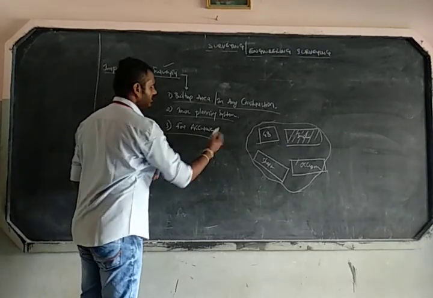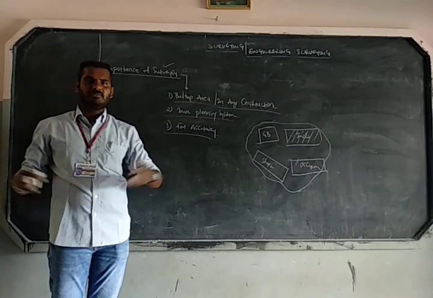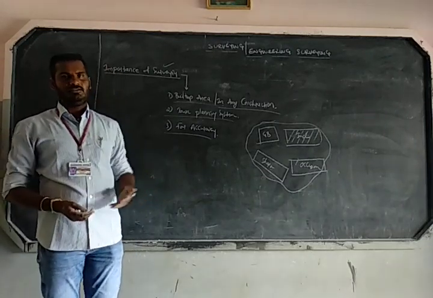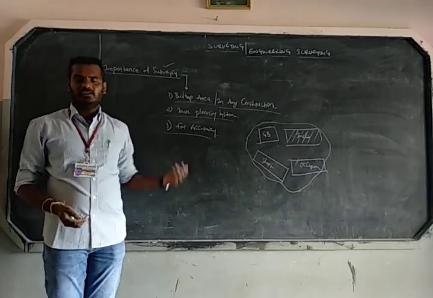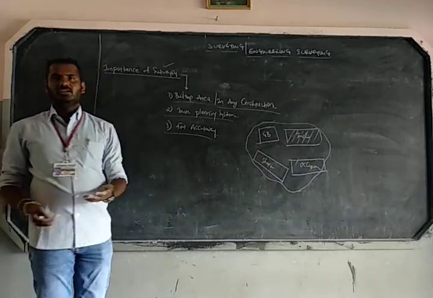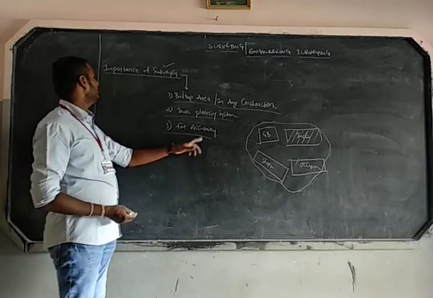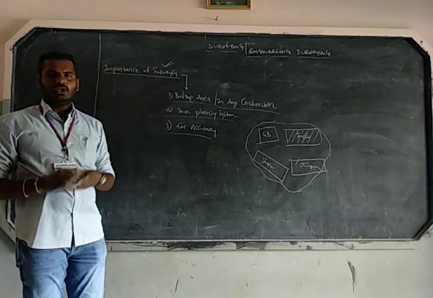And next, accuracy. If you want to get accuracy: in ancient days we didn't have any distance measuring equipment, we didn't have any modern techniques. But now, even after getting modern techniques in surveying for measuring something, accuracy is very important, and that accuracy can be achieved by the subject survey.